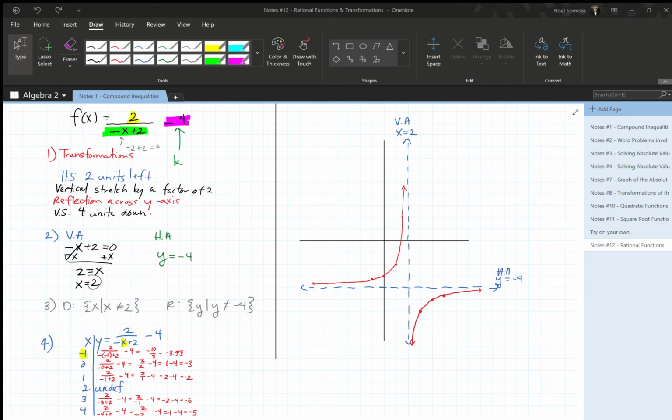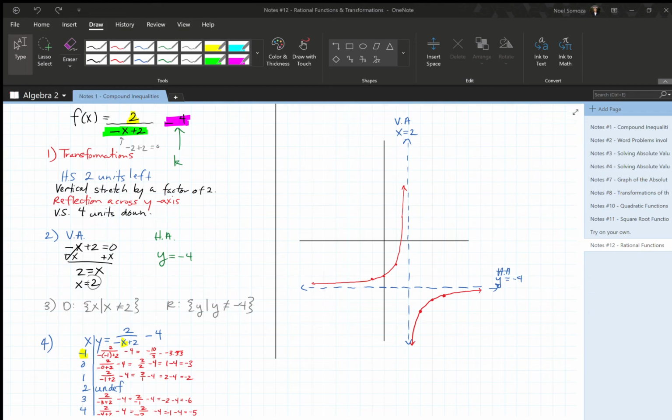Domain, right? We can use the vertical asymptote to help us there. We know that that's going to be all x values such that x does not equal 3, because if we plugged in 3 here, we would get 3 minus 3, which gives us 0, so that's undefined. That's not what we want, so we have to exclude 3 from the domain. And then for the range, we're trying to exclude -4. That's the k value that we don't want. So y, all values of y such that y does not equal -4.